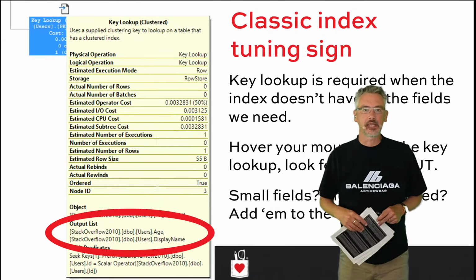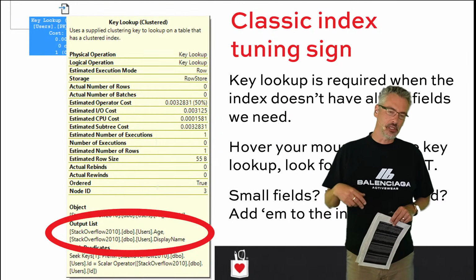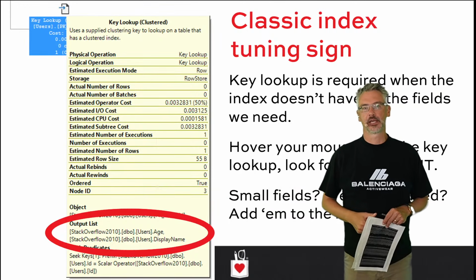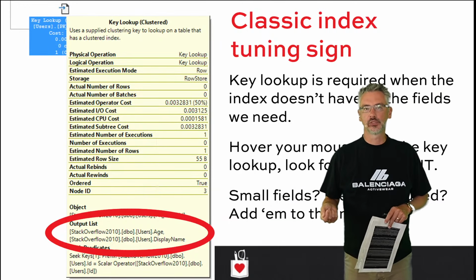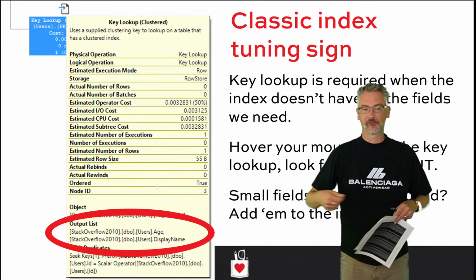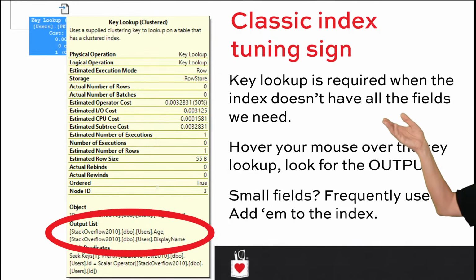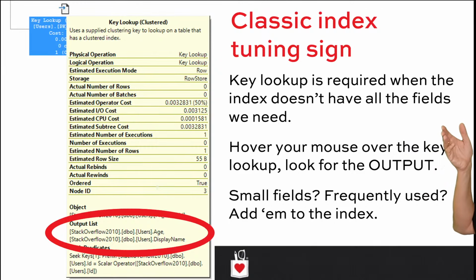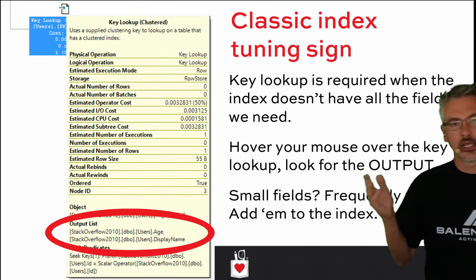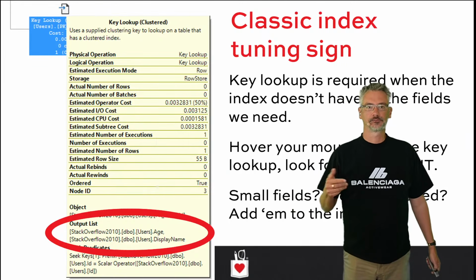When you see a key lookup on an execution plan, one thing that you could do is look at the output list. And if they're columns that you use all the time, Stephen is very familiar with this technique, it can make sense to add them over to the other existing index. Now, of course, when you add more columns to the index, that is going to increase the size of the table. More on that later.